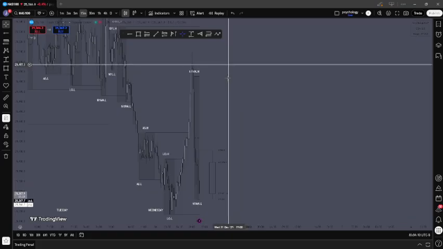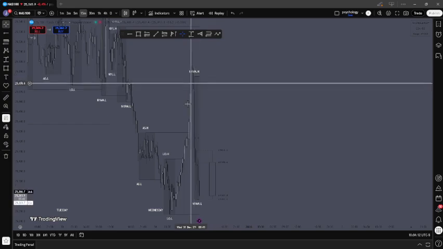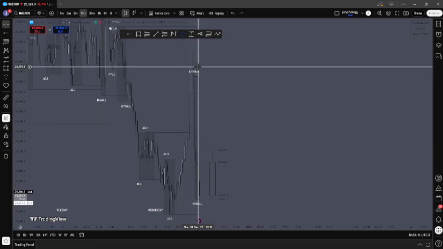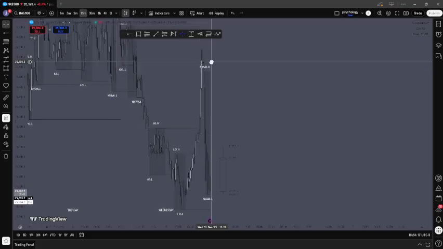Okay. So I was looking for shorts, and I'm going to tell you why. Even before market open, at the back of my head, I was like, we're definitely gonna look for shorts. I'm going to tell you why.